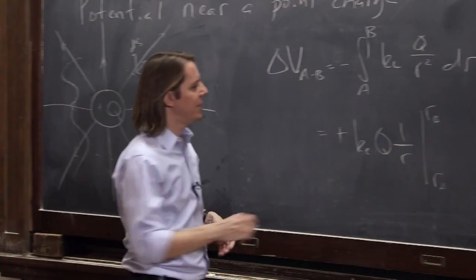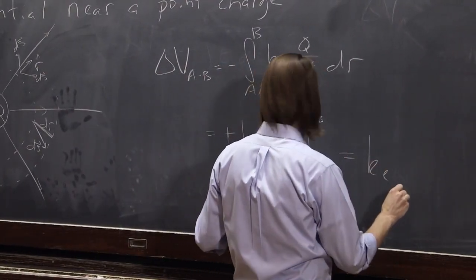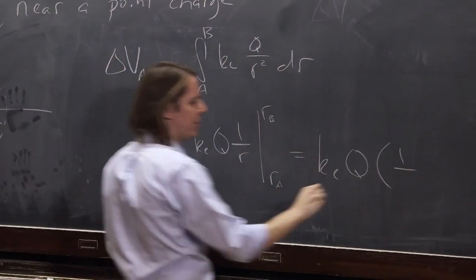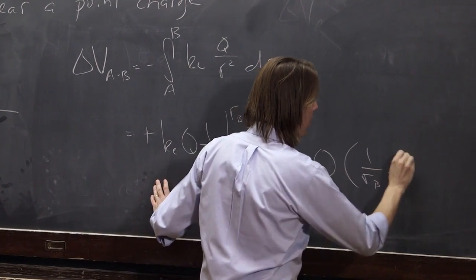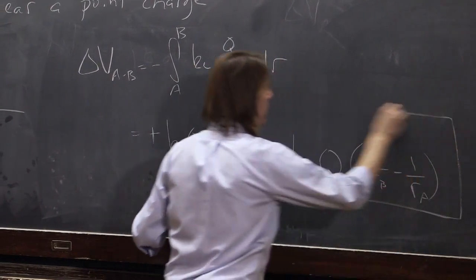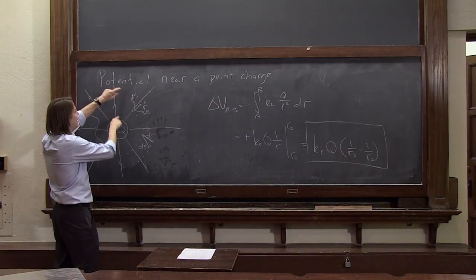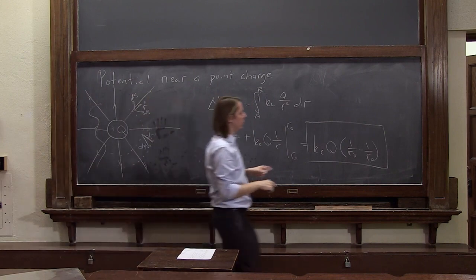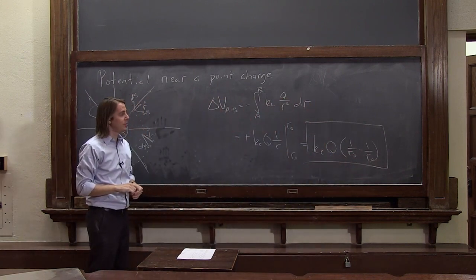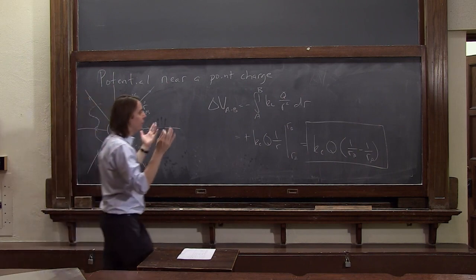So if you want to evaluate that, then in the end, the actual potential, KE, Q, 1 over RB minus 1 over RA. So there it really is the potential difference near a point charge. If you go from any A or B, all you got to do is plug in their two radii here and here times KQ. And that's the potential difference. And it's in a unit, volts.